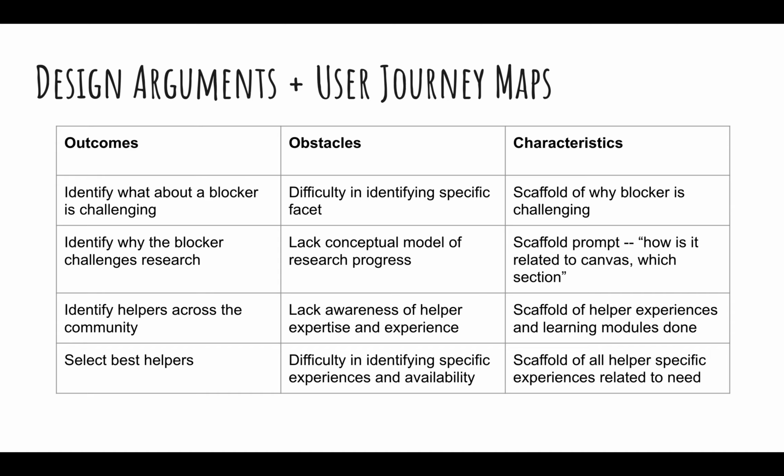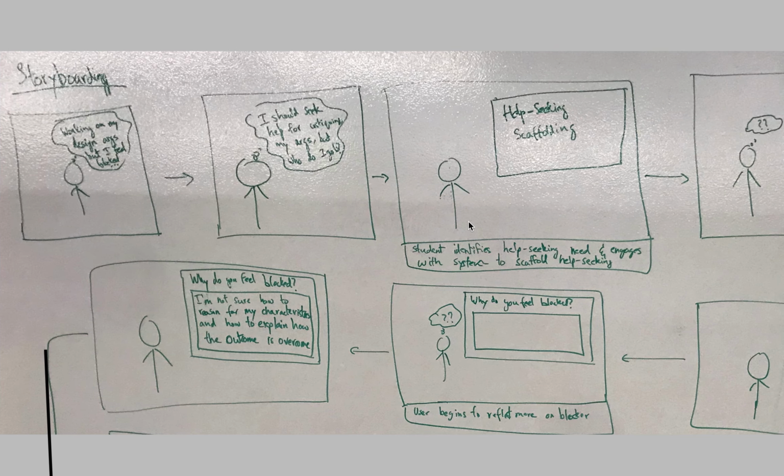It's not just their SIG faculty or mentors, but anyone in the community who has experience should be identified. And lastly, users should be able to select the best helpers for a given specific task or specific help seeking need that they have. So the obstacles, as I've discussed before in the problem statement, are similar to what is listed here. And I'll briefly jump into the user journey map I have here.